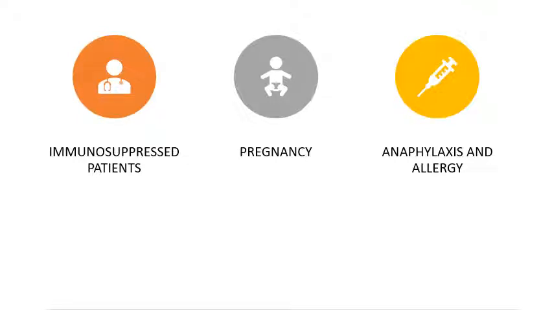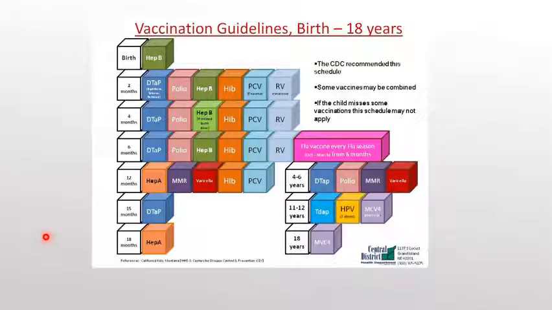Vaccines maintain health by preventing disease. There are more than 20 diseases that can be prevented by active immunization. This is a great slide that shows the schedule for childhood immunizations from birth to 18 years of age. There's a lot of them.